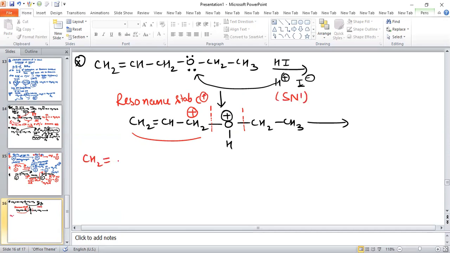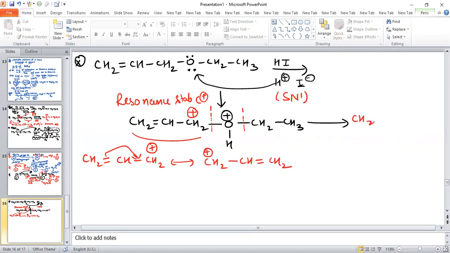You can also see the resonating structure of this. This is the resonating form. This pi bond will shift there, so it will form the resonating structure like CH2 positive, then the double bond, CH2. Now see, this is a resonance stabilized carbocation.